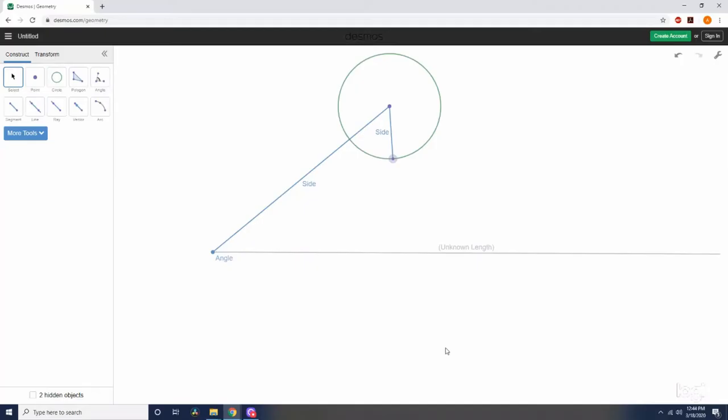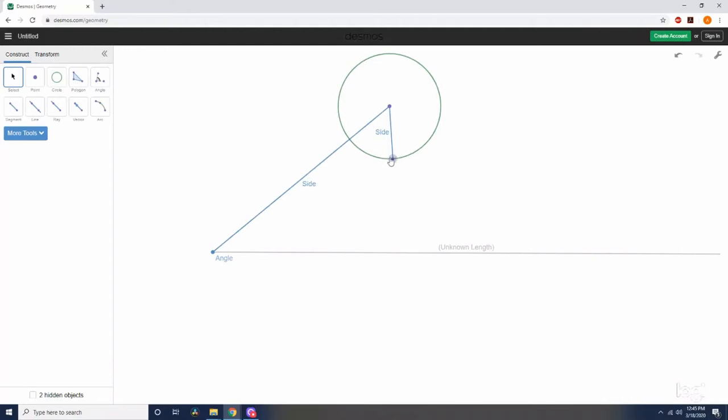Okay, so here we are in Desmos. We're actually in the geometry package of Desmos. It operates a little bit differently than the graphing side, but that's okay. If you're not familiar with it, we're only going to touch this now, so don't worry too much about it. The idea here is that we have angle, side. Since we know this angle, we know that this side is going to be here, but we don't actually know how long it's going to be. And then we have a fixed angle, a fixed side, and then a fixed side.